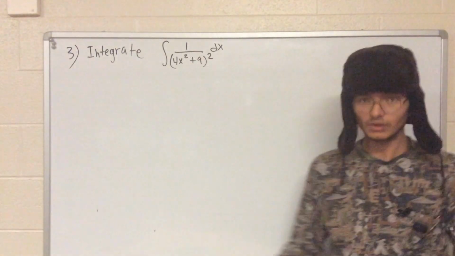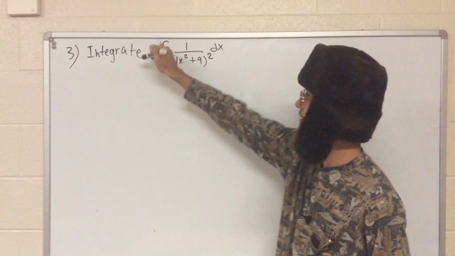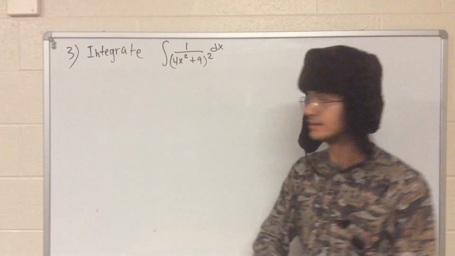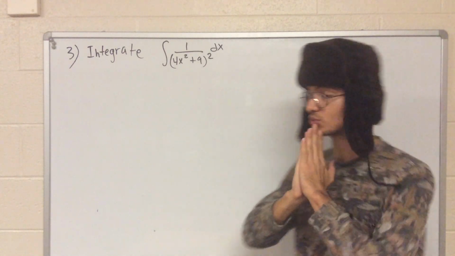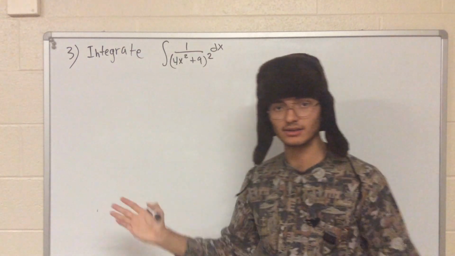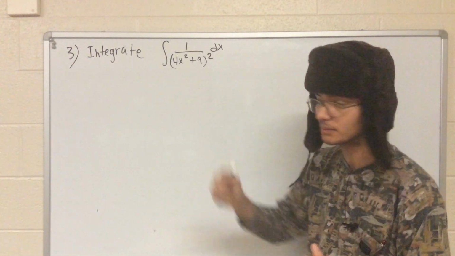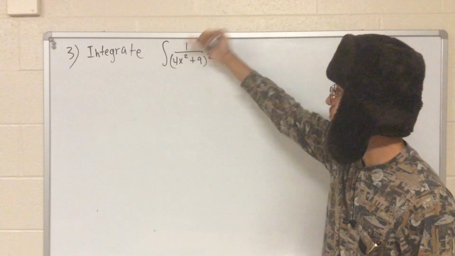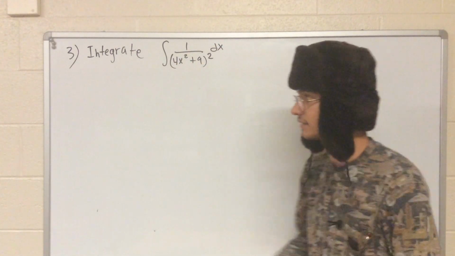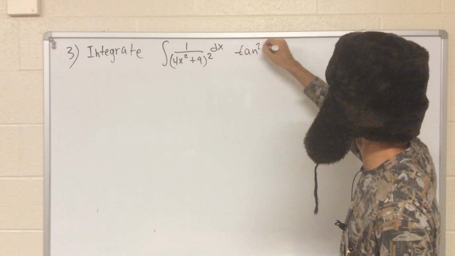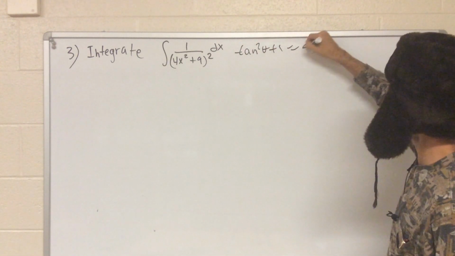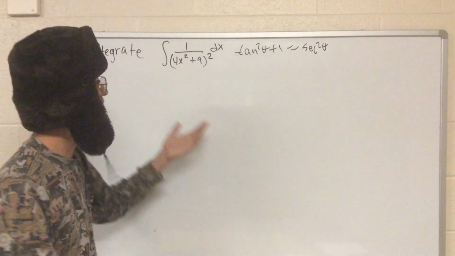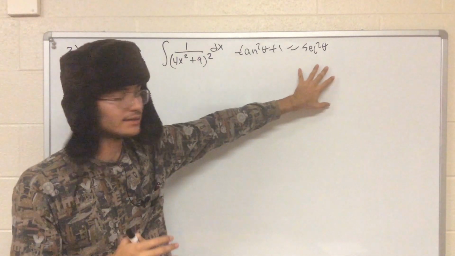Okay, for question 3, we're asked to take the integral of 1 over 4x squared plus 9, all of that to the power of 2 dx. Now, in this case, I think the most convenient method is to make a trigonometric substitution. As you can see, you have something squared plus something else, and that sounds like tangent squared theta plus 1 equals secant squared theta. So how about we make a substitution in such a way that we can use this identity?